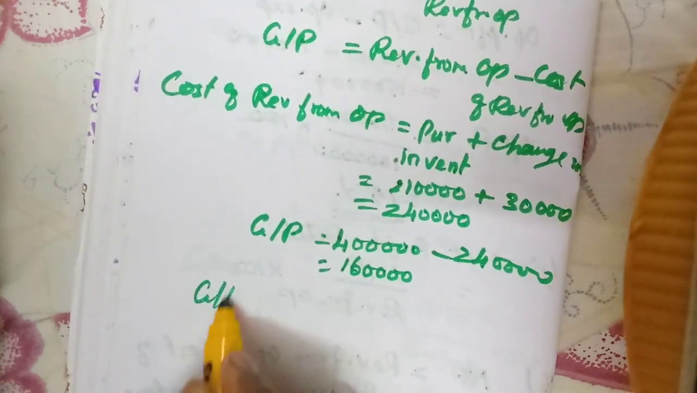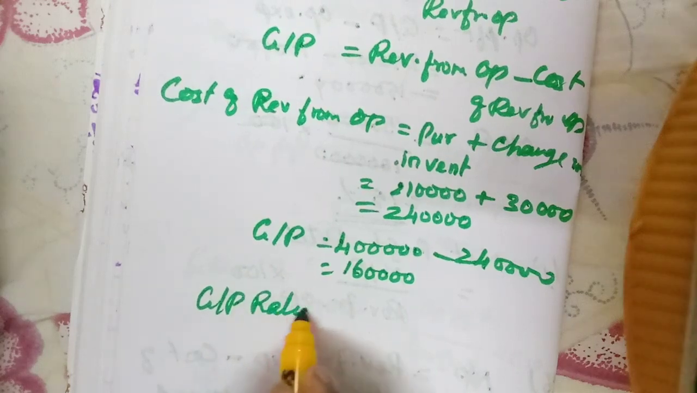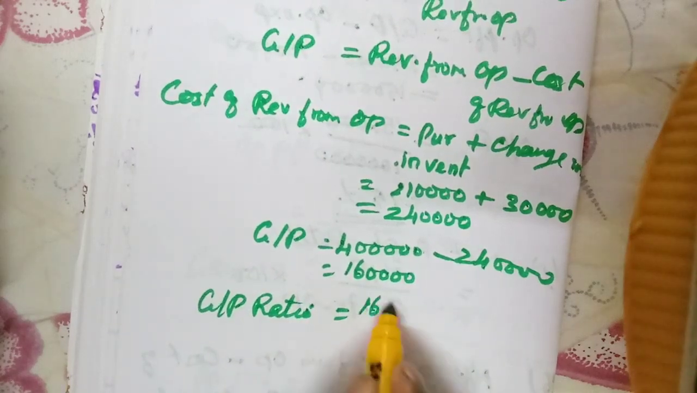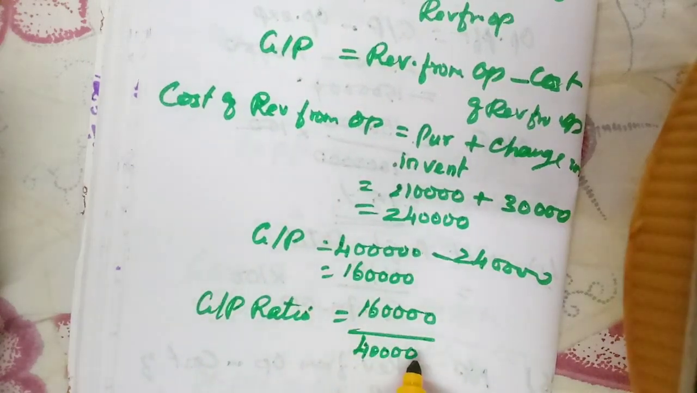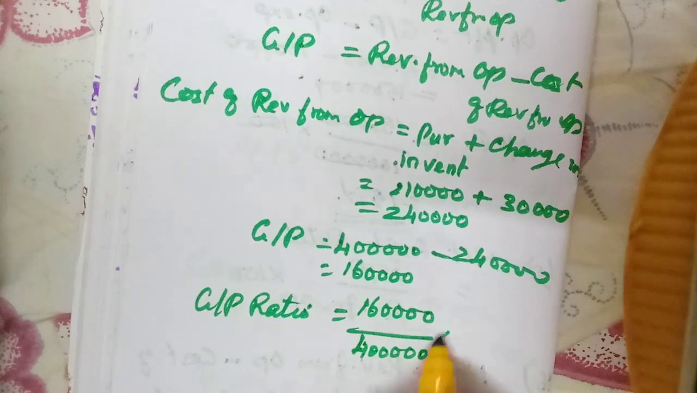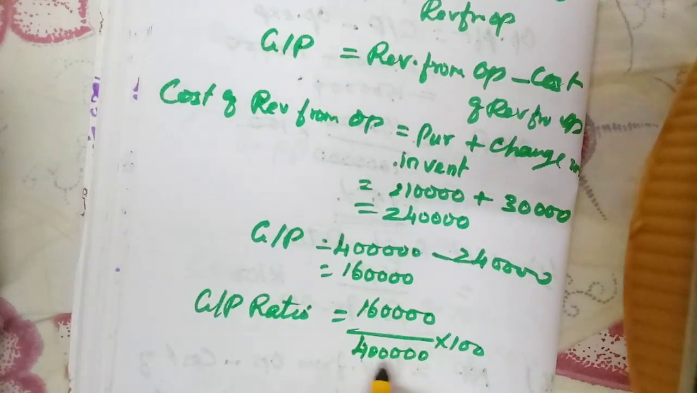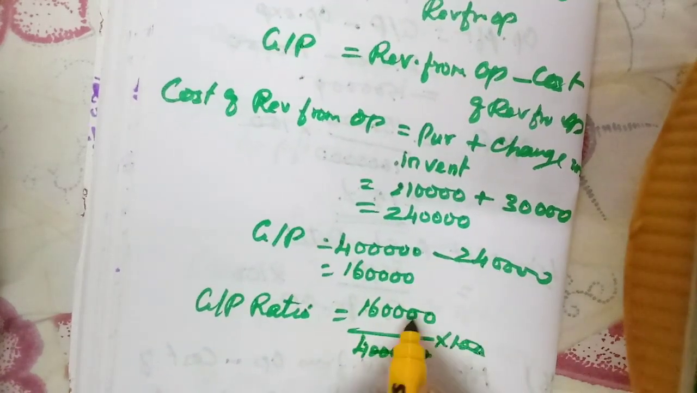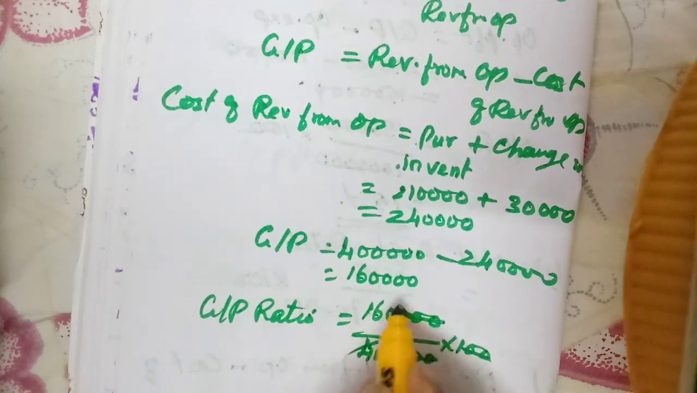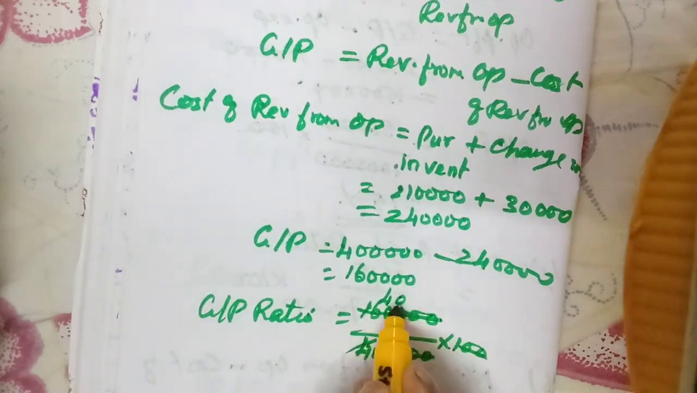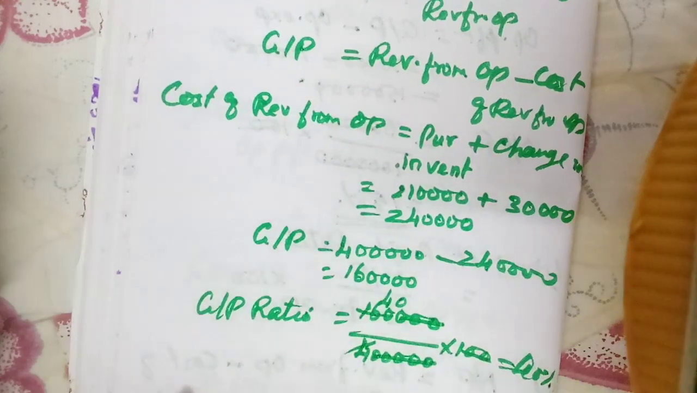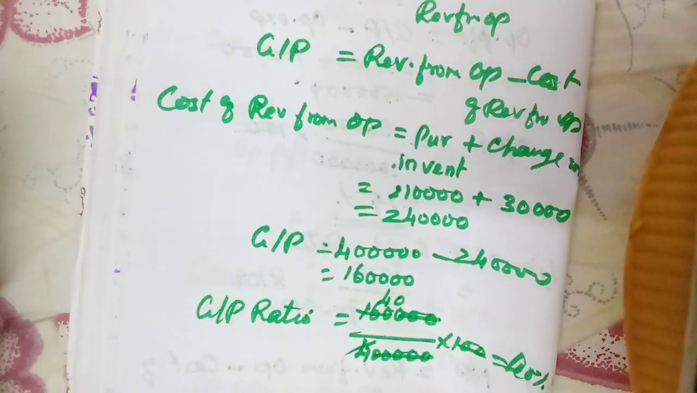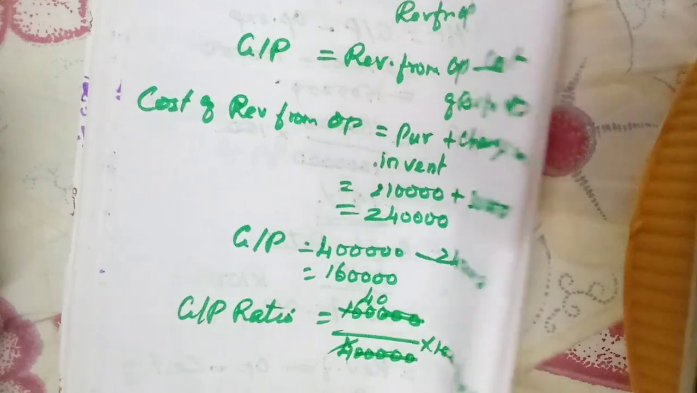We will calculate the gross profit ratio. 1,60,000 divided by the revenue from operation, 4 lakh, into 100. 160 by 4, 40. So 40%. Then the next ratio, net profit ratio.